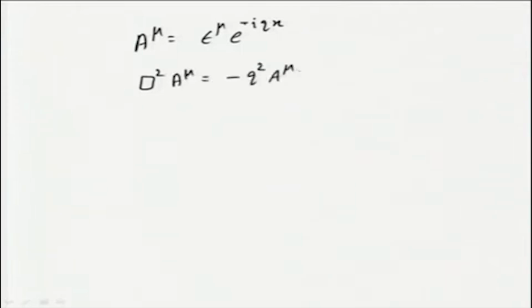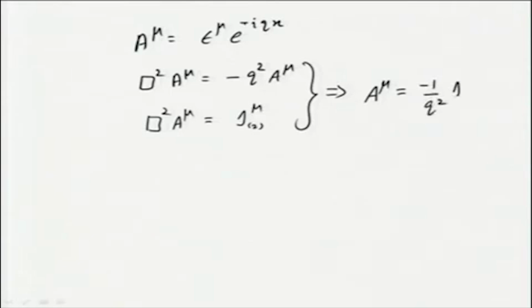In this case, if you write A_mu as epsilon_mu times a function of q, e to the power minus i q x, then box square A_mu is essentially minus q square A_mu. But then we also have box square A_mu equal to j_2 mu. Together we then can say that A_mu is minus 1 over q square j_mu.